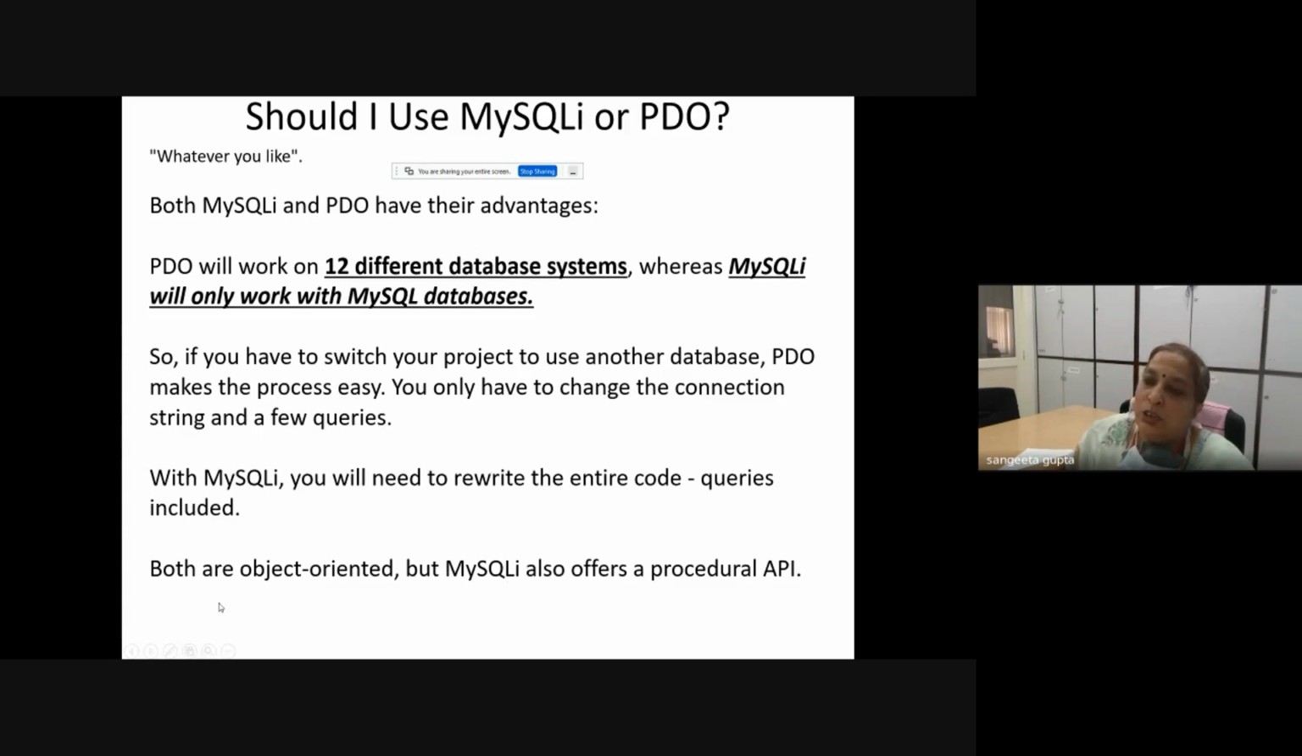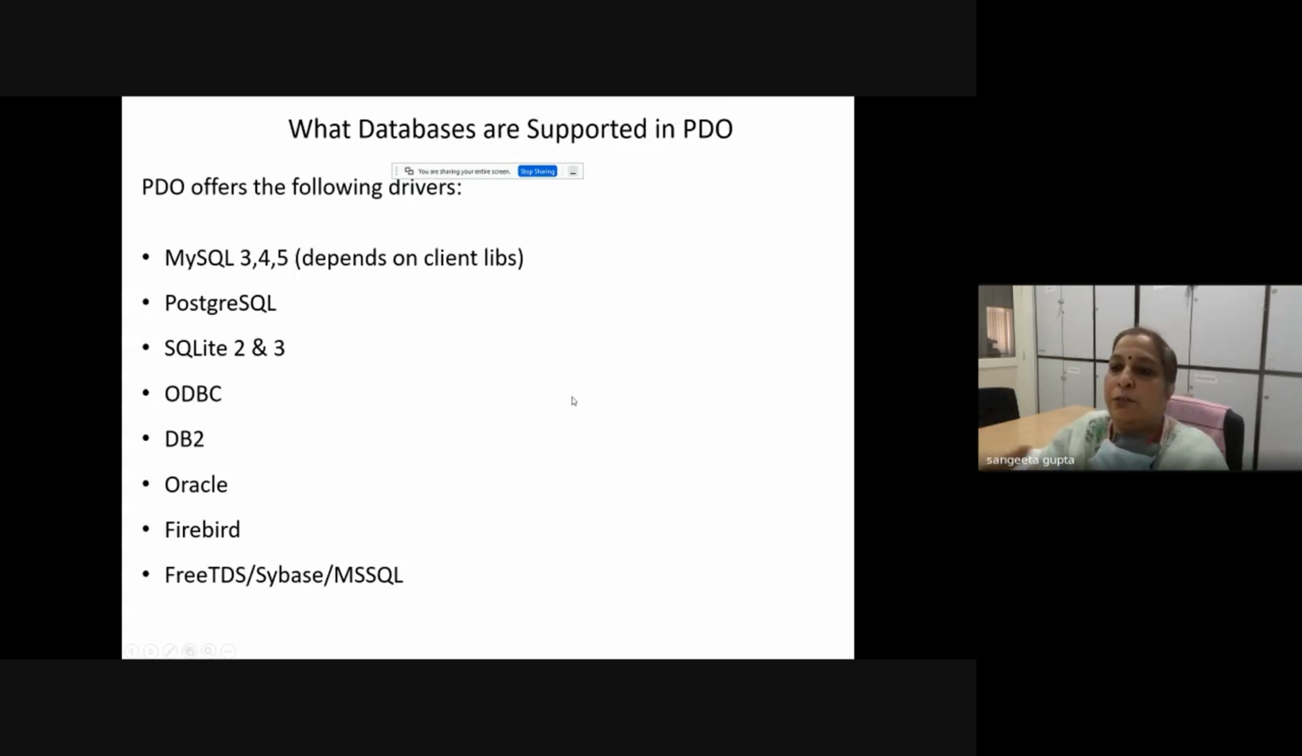MySQL comes in both forms, that is object oriented and procedural API. So 12 different databases. These are your MySQL, PostgreSQL, SQLite, ODBC, DBT. These are the different drivers available for PDO.